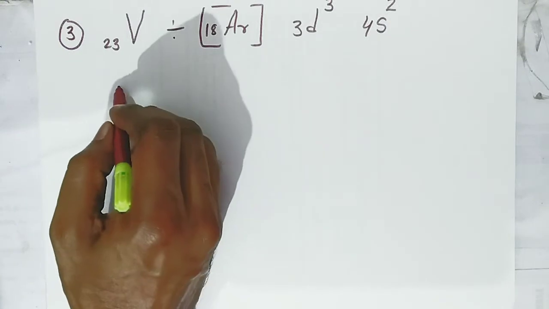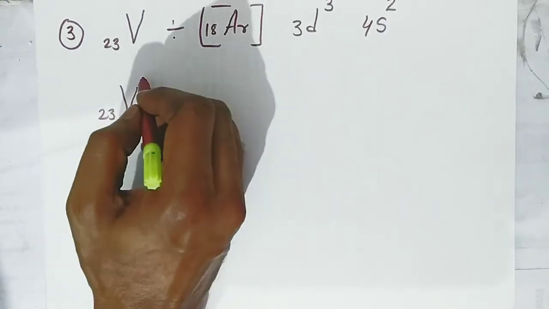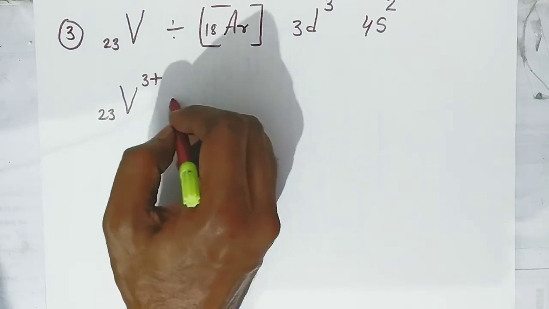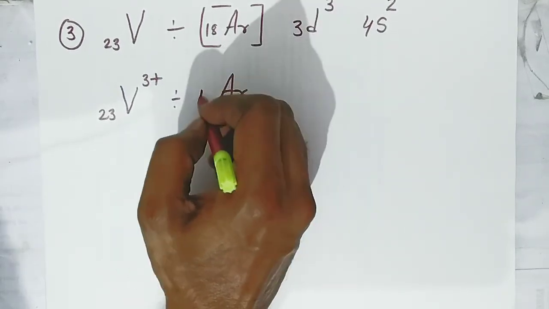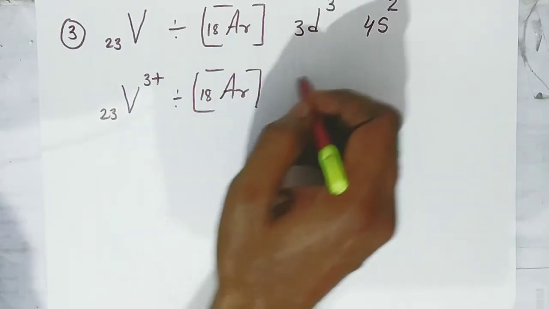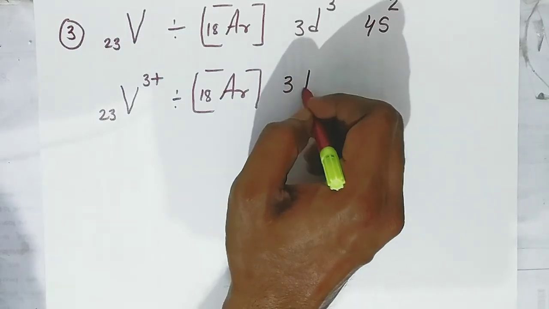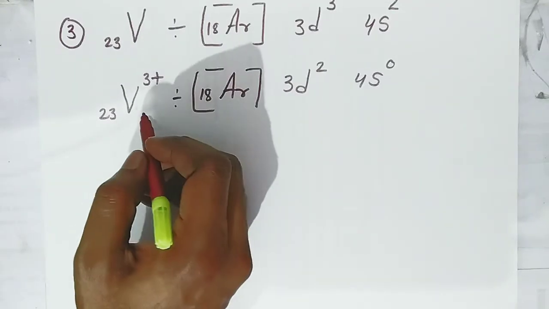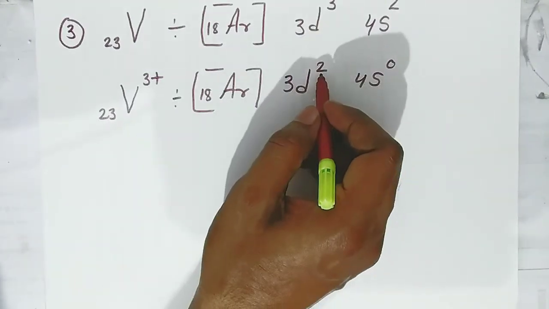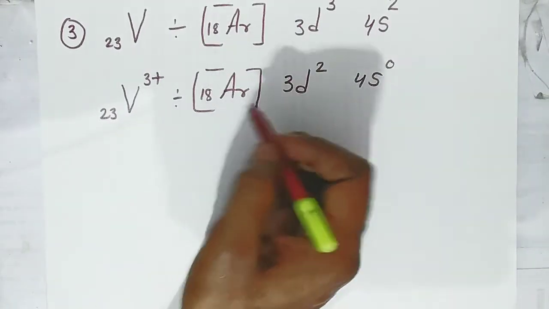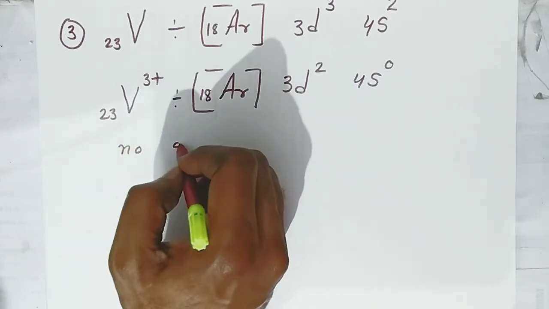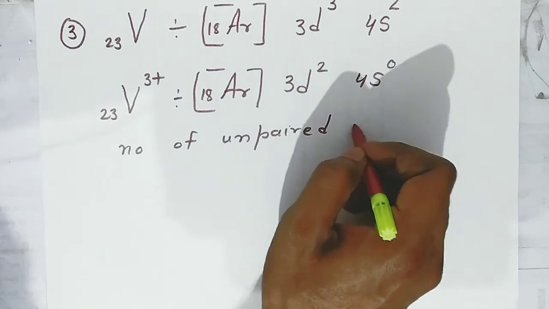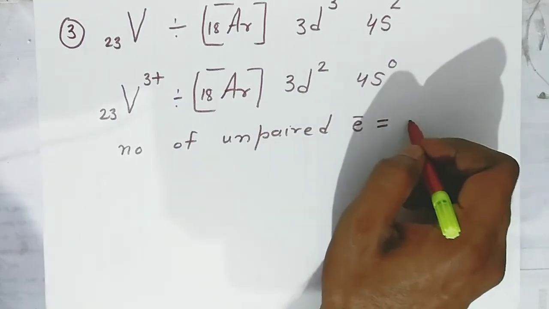Now what happens, students? This vanadium 23 will donate 3 electrons and convert into vanadium 3+ cations. What will be the electronic configuration? Argon 18, 3d2 and 4s0. Now students, when you form the compound, 2 unpaired electrons are present in the compound. That means in the compound the number of unpaired electrons is 2.